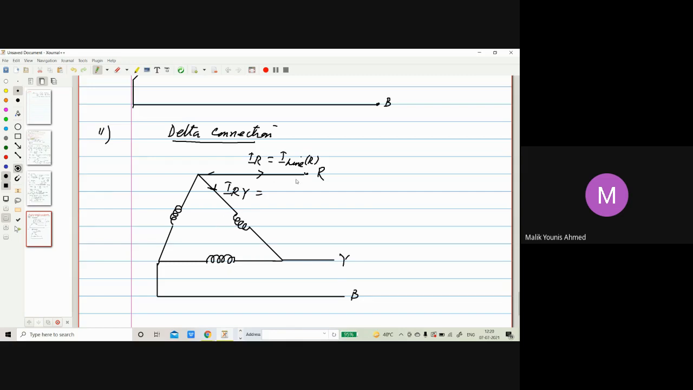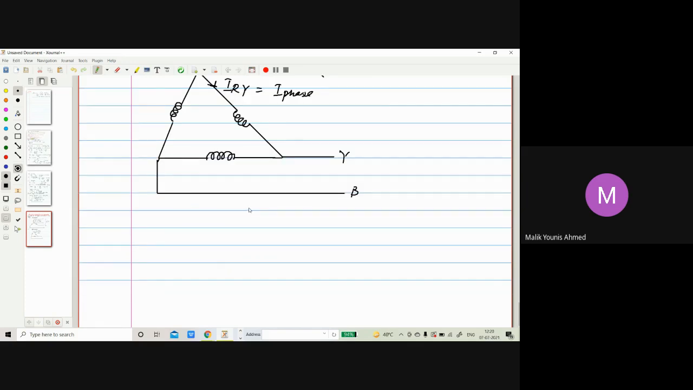And between line to line, the voltage is always equal to the phase voltage in case of delta connection, that we know. So in the case of delta connection, V line will be equal to V phase, and I line will be root 3 I phase. So this you have to remember. That I'm going to write here for your information. First is, what do you mean by line voltage?